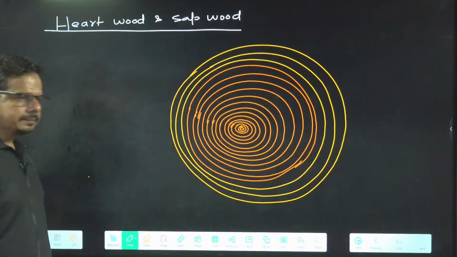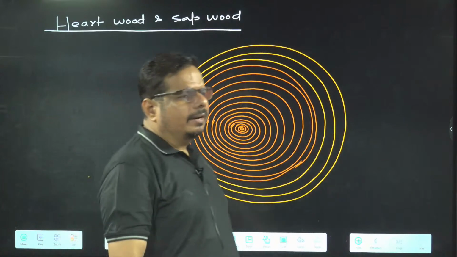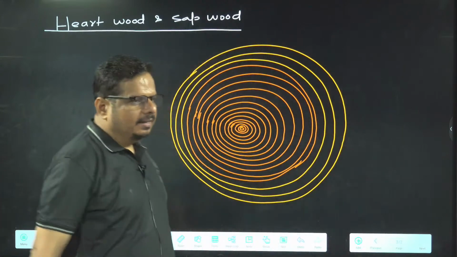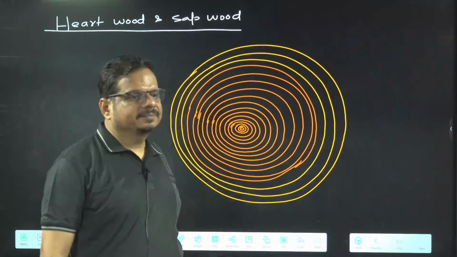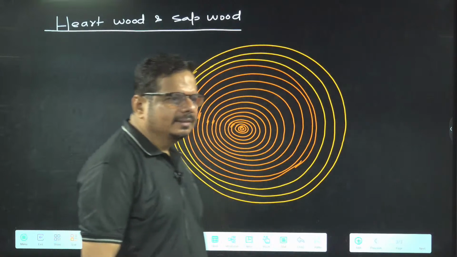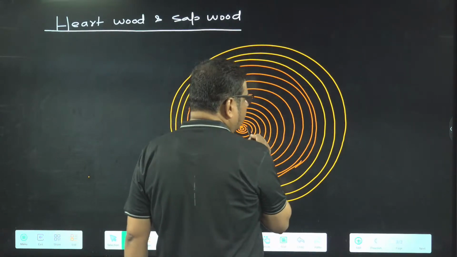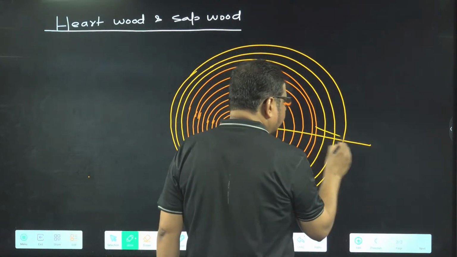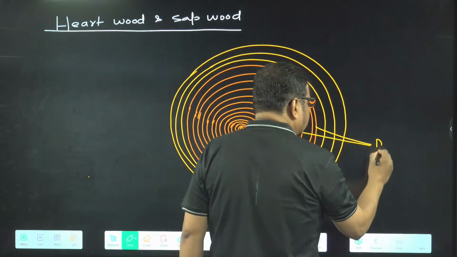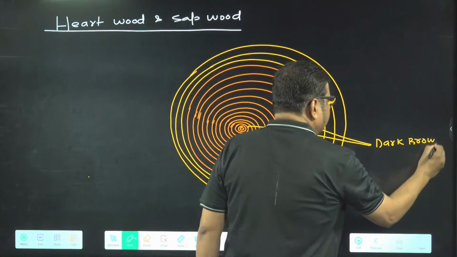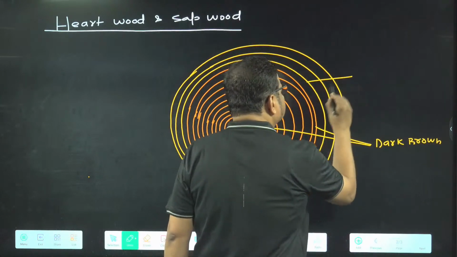See, whenever you cut the TS of an old trunk, you find such a structure. Is it like this or not? The inner part is dark brown. The central part is which one? Dark brown. And the peripheral layers are light brown.